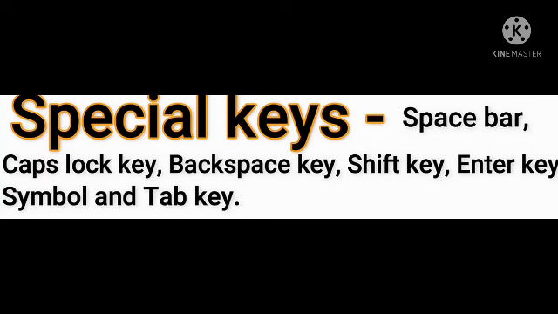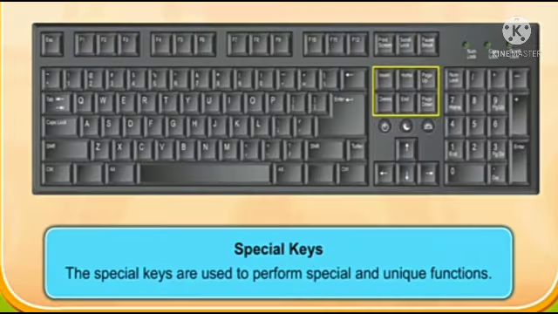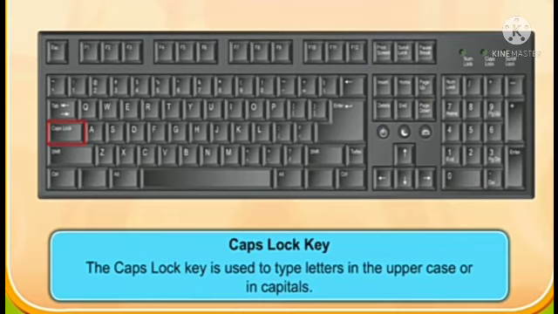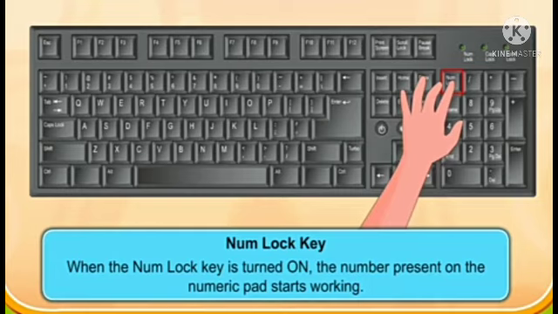Now let us see the different types of special purpose keys. The special keys are used for special and unique functions. Caps lock key. Caps lock key is used to type the alphabets in capital letters. Next, numlock key. Numlock key will be on the right side of the keyboard. When you press the key, a small light will blink. It means that you can type the numbers which are given on the right side of a keyboard.